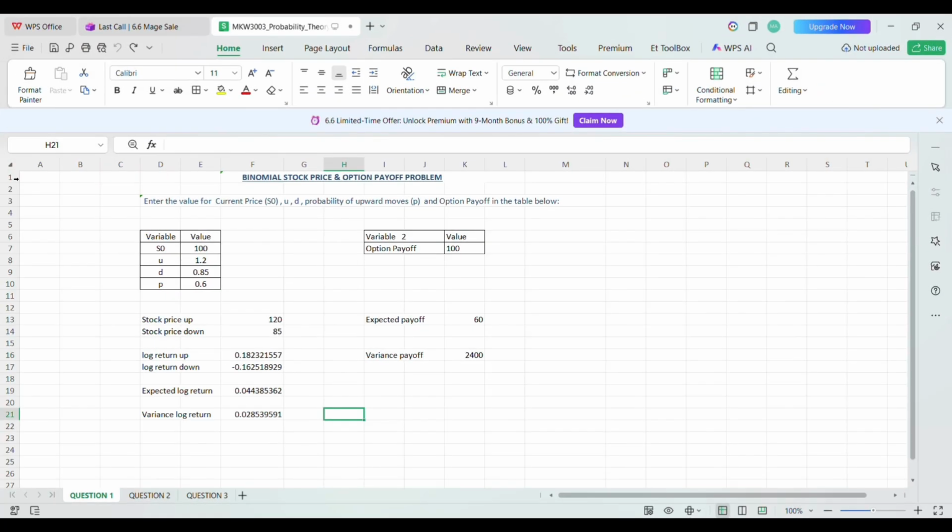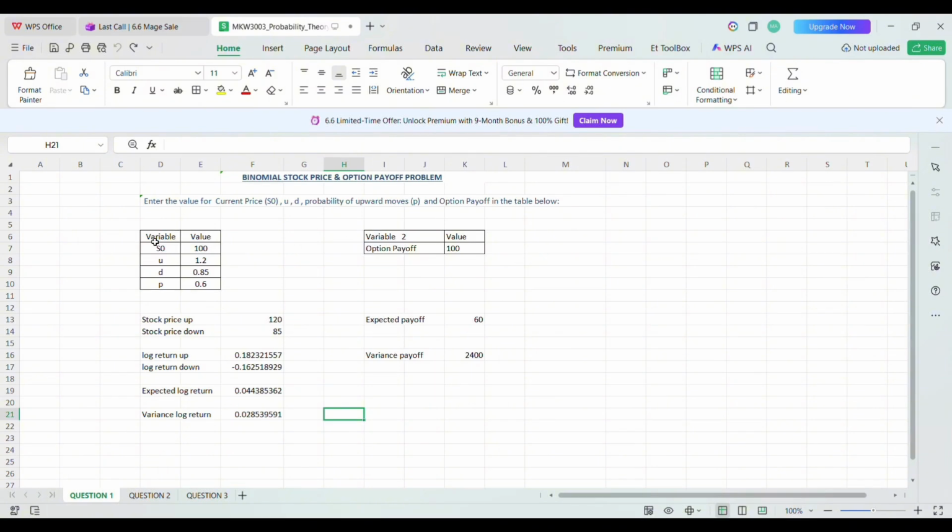Now we move to Task 2, which is the live computational demonstration and pitch, digital skill at 3. For this task, our group chose to make an Excel spreadsheet to give the solution for the 3 answers. For the first question, we have to find the expected logarithmic return and the variance of the logarithmic return. From the screen right now, we have to enter the value for the current price S0, the values of U, D, and the probability of an upward move P, and also the option payoff in the table below.